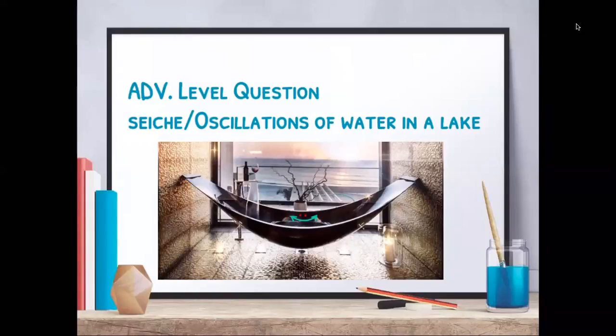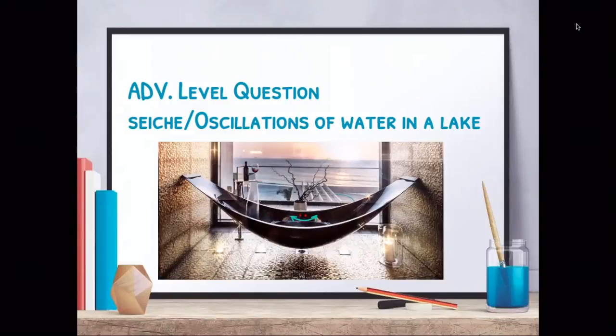Hi everyone. So in this video, we'll discuss a slightly good level question from the oscillations chapter. The oscillations corresponding to, say, water in a bathtub, which oscillates something like this. It is sloshing from one side to the other side. This is also valid for a very large water body like a lake.